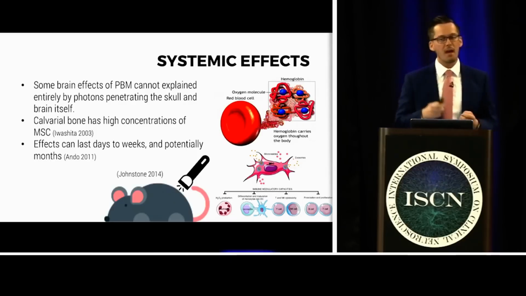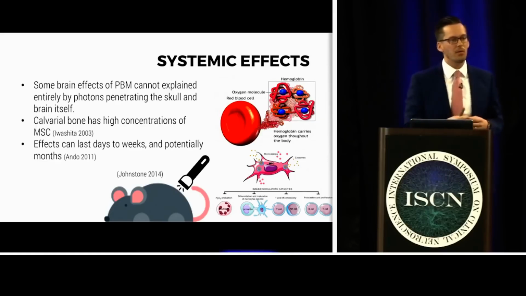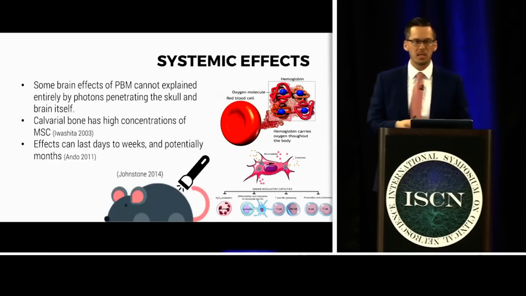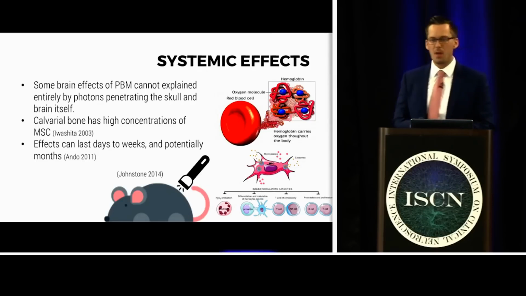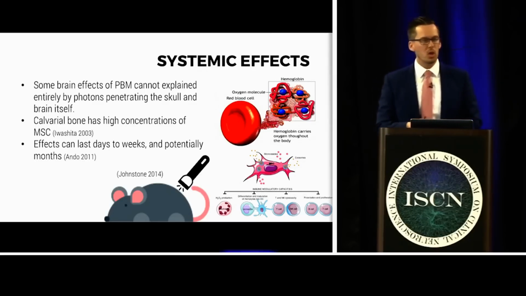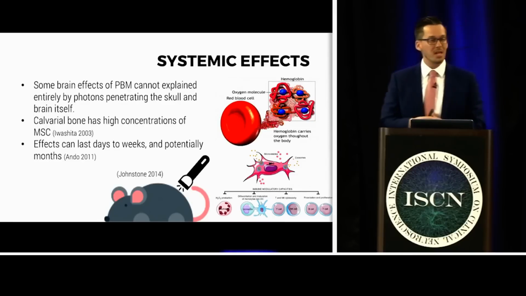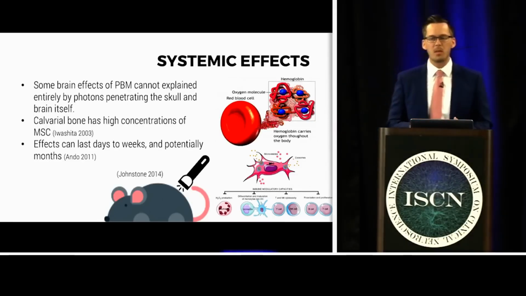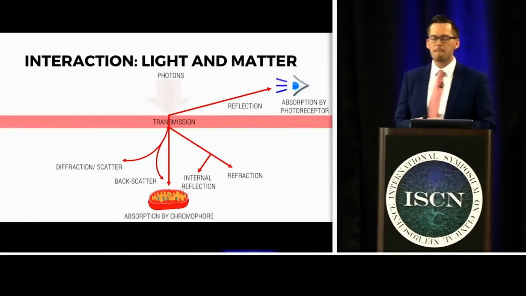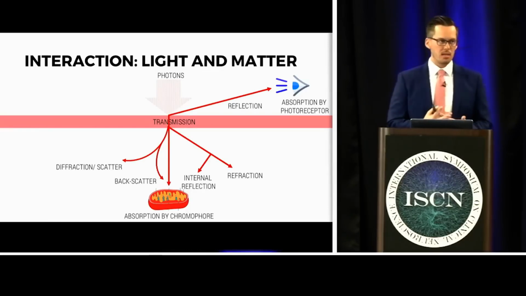However, what they have shown is that in 2003, the calvarial bone has really high levels of mesenchymal stem cells that exist inside there. So maybe there is some photoactivation of mesenchymal stem cells. And they also showed in 2011 with Ando that the effects can last days to weeks and potentially even months after the stimulation stops. So there are systemic long-term effects that happen there. Now, when we start looking at light, there's a lot to understand about light.